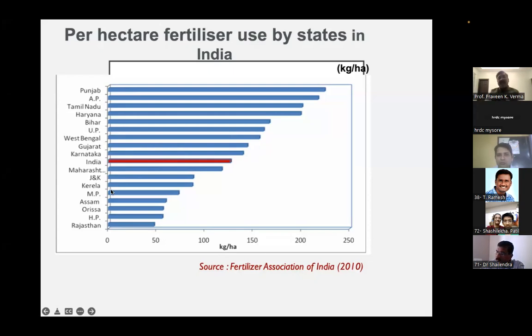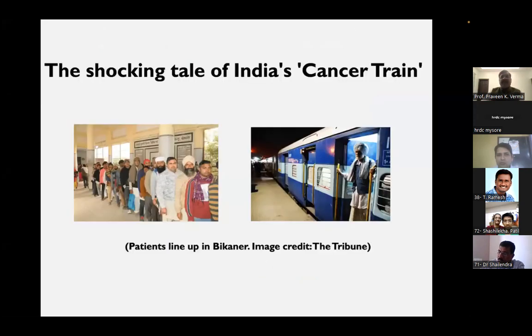So what bad effects have happened from these things? You can just Google "cancer train" on your mobile phone and you can find all these pictures in your Google search. This is really a shocking tale of India's cancer train. This is a picture that I have downloaded from the internet.